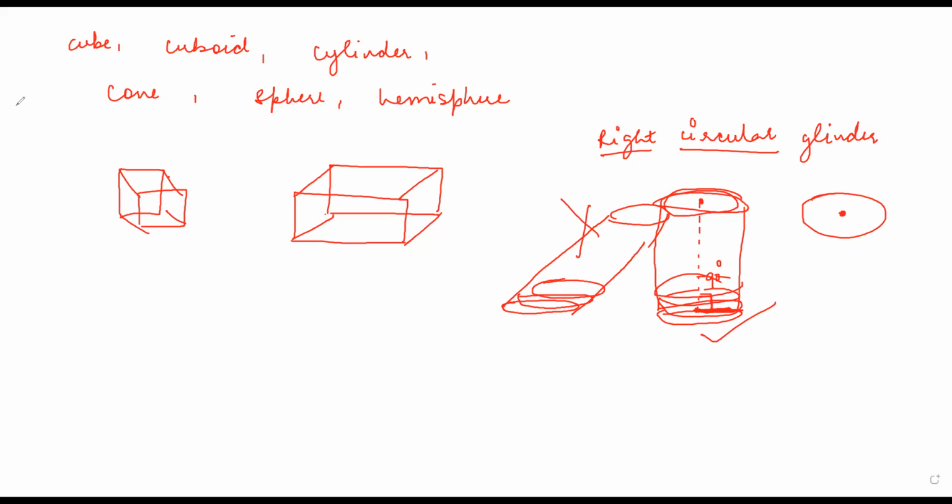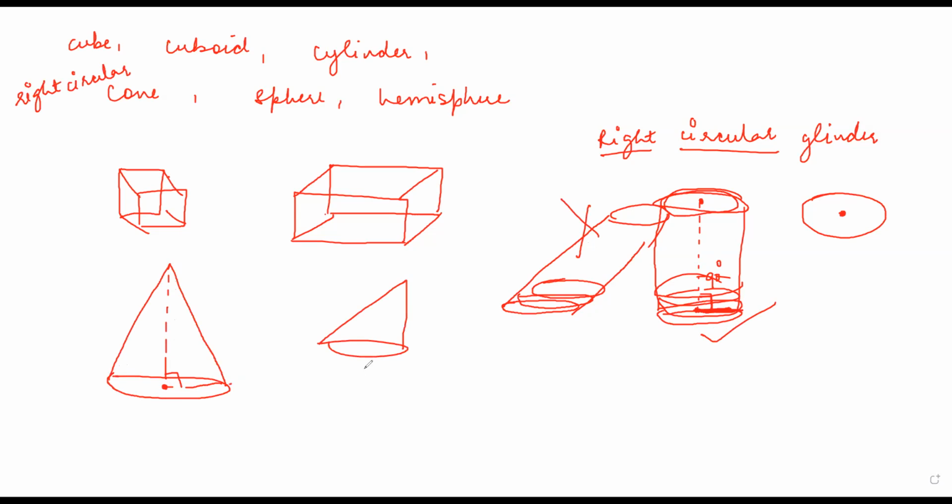Similarly, in cone, you have to study the right circular cone. Right circular cone means again the same thing. This is the base of the cone, which is actually a circle, and this is the cone. The center of the circle and the height of the cone should be at 90 degrees. So this kind of cone you have to study. Otherwise, it can look like this also. This is also a cone, but it's not a right circular cone, right?